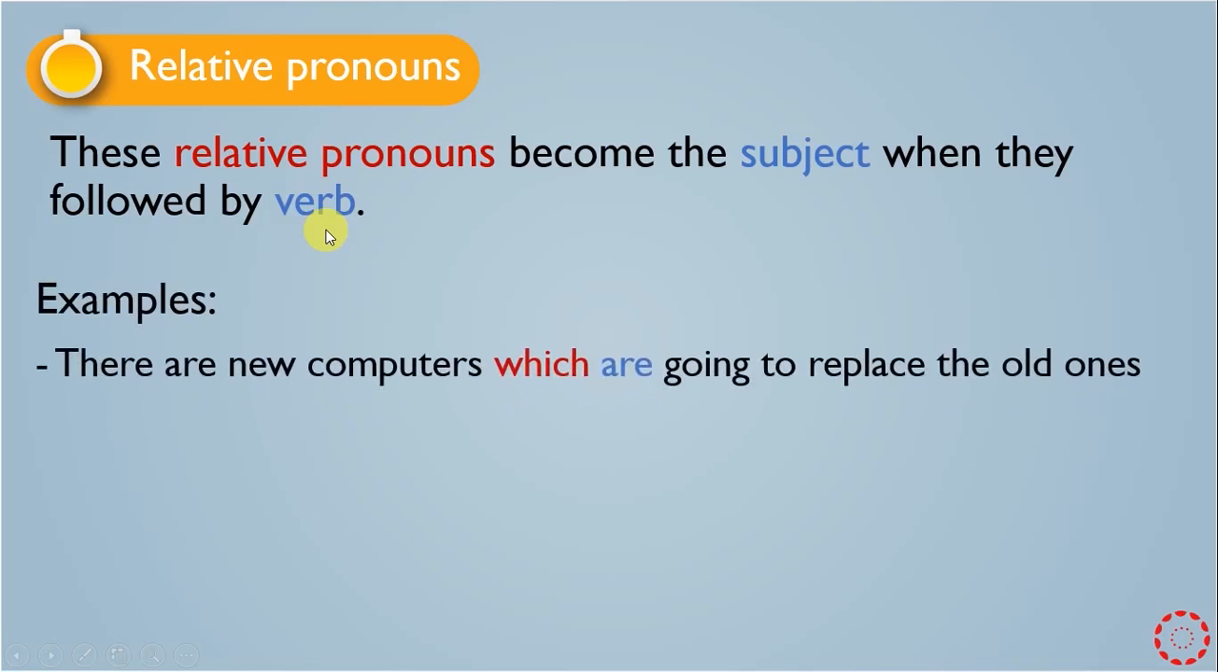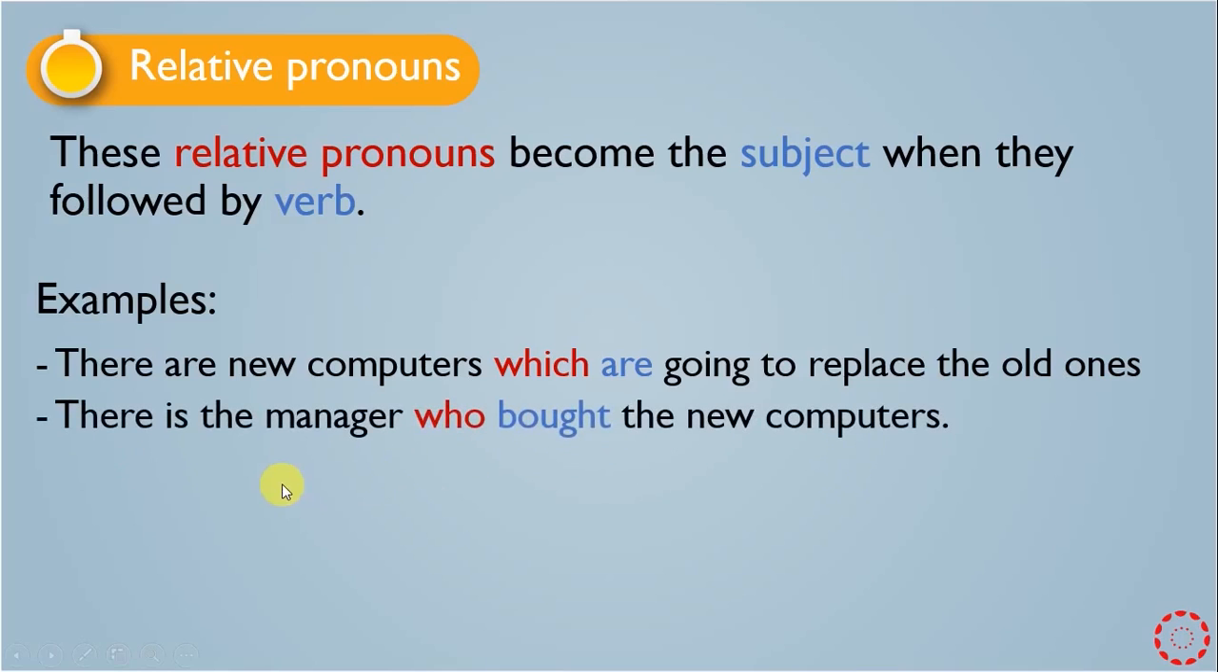Look at these examples. There are new computers which are going to replace the old ones. Here we have are, which is the verb to be. So in this example, which functions as a subject because it's followed by a verb, which is are. The second example: there is the manager who bought the new computer. In this example, who, which is a relative pronoun, functions as a subject because it's followed by a verb, which is bought.